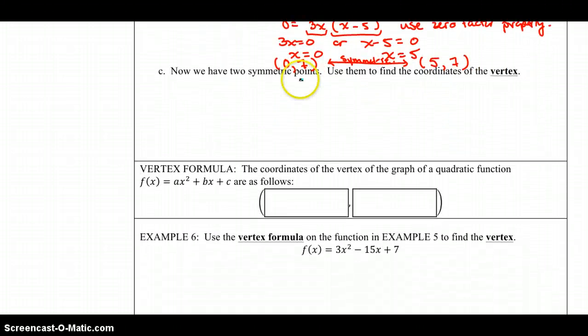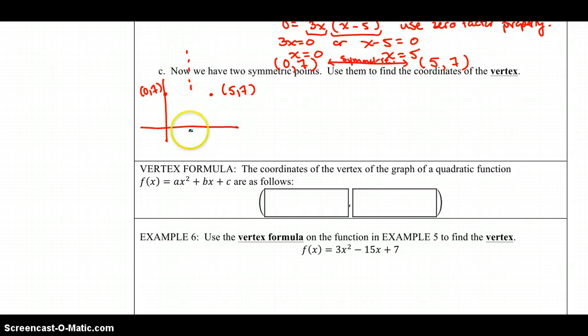So now we have two symmetric points. They have the same height, at 7, and we're going to use them to find the coordinates of the vertex. If we think about plotting, we would have a point at (0, 7), that was our y-intercept, and then another point over here at (5, 7). Our axis of symmetry cuts down right between those, and the vertex has to be on this axis of symmetry someplace. Midway between 0 and 5, we have 2.5. So x has to be 2.5.